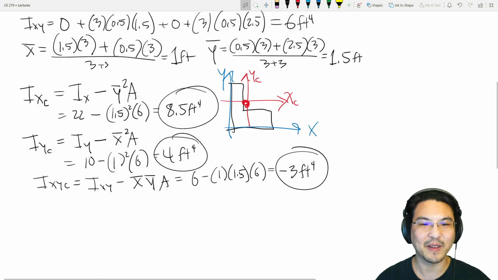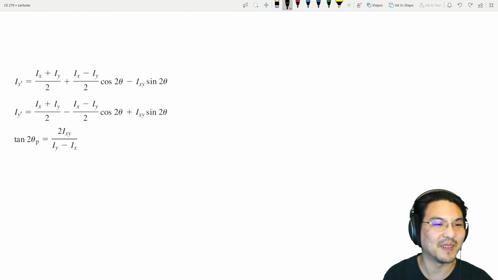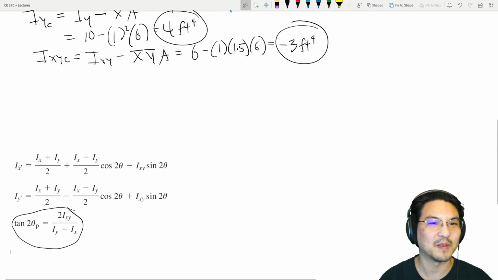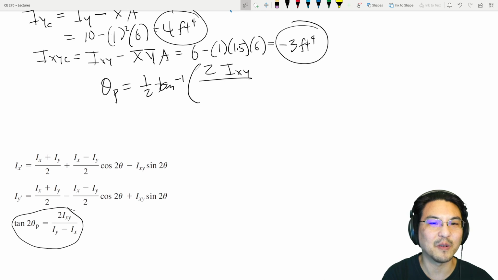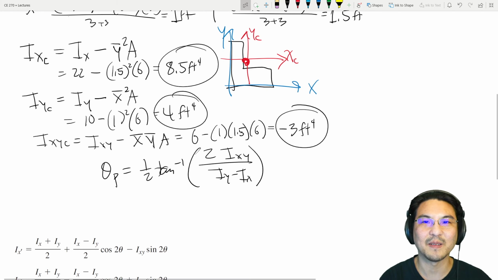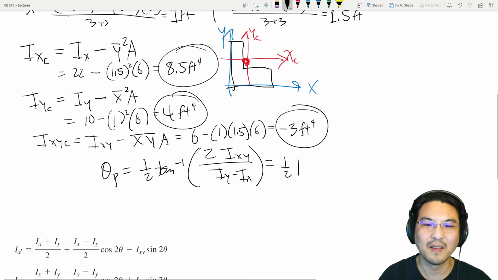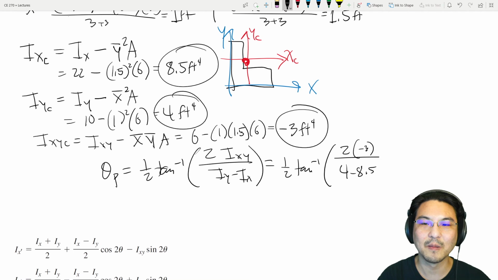So if we want principal axes, that happens at this angle right here, where theta is half arctangent of 2Ixy over Iy minus Ix. And then you just take the numbers and plug them in. Right, so 2 times Ixy, negative 3, over Iy minus Ix. Punch that in the calculator. There you go.